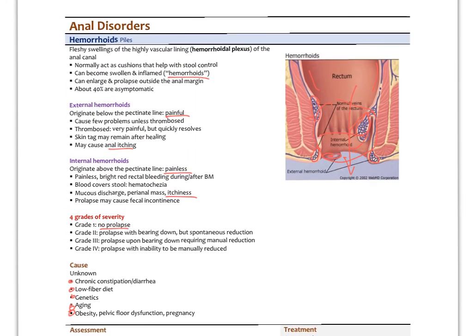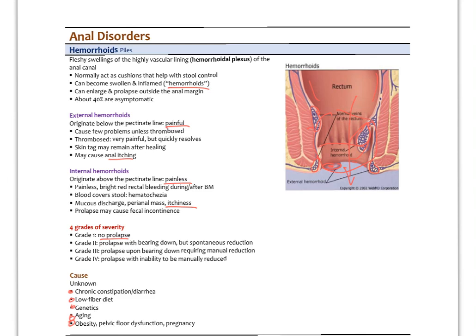So that wraps it up for gastrointestinal pathology. In subsequent videos, we'll look at the pancreas, the liver, and gallbladder, and that will pretty much wrap up the block for the gastrointestinal system.